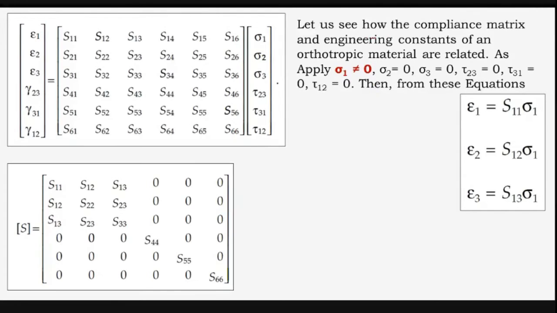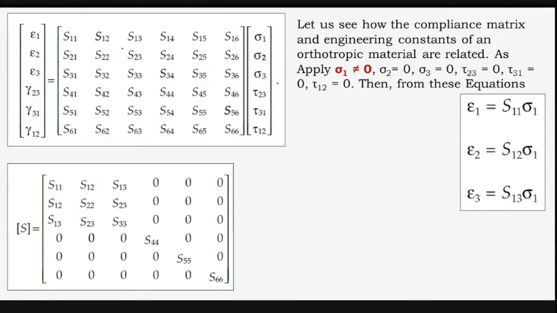in the other cases, what are epsilon 1, epsilon 2, and epsilon 3, and how are they related to these coefficients S11, S12, and S13? So let us see how the compliance matrix and engineering constants of an orthotropic material are treated. We are on the same case: apply sigma 1, and the other stress components are 0.